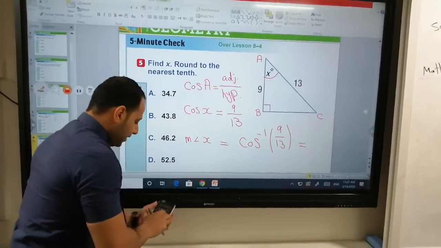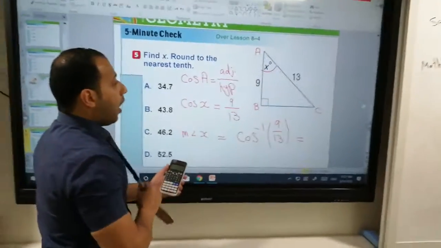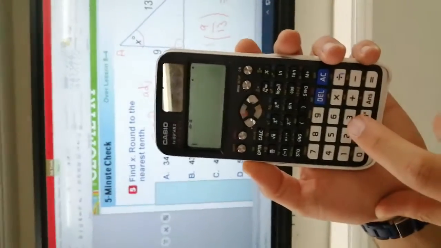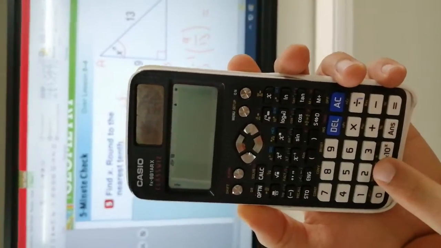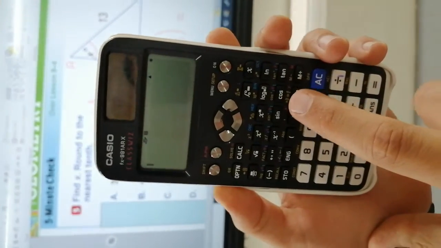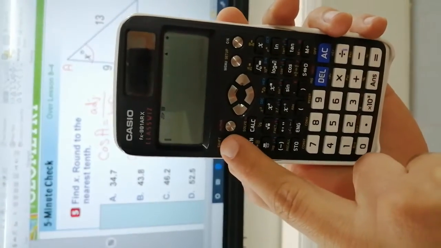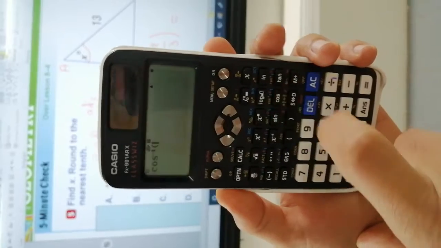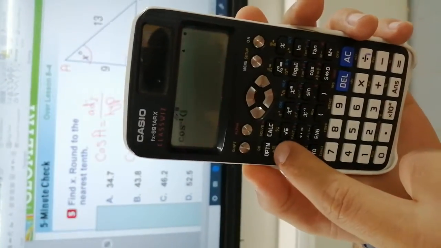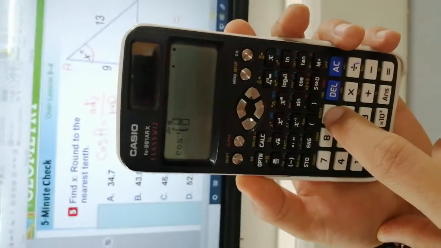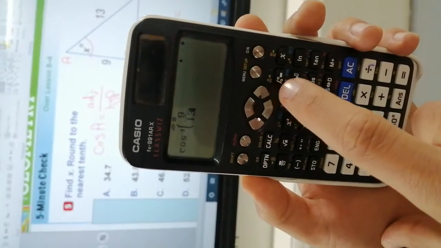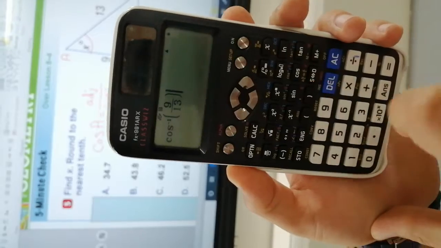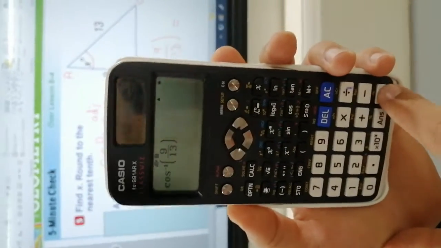Please pay attention with me. So I write inverse cosine: shift to cosine, then fraction mark and write 9 over 13, then close the bracket and press equals.